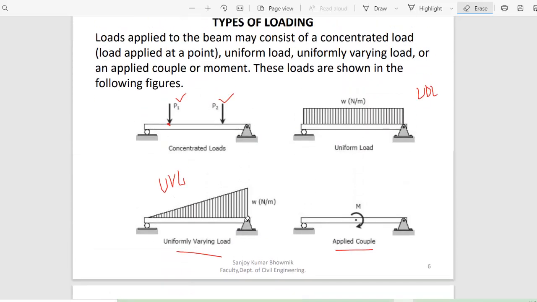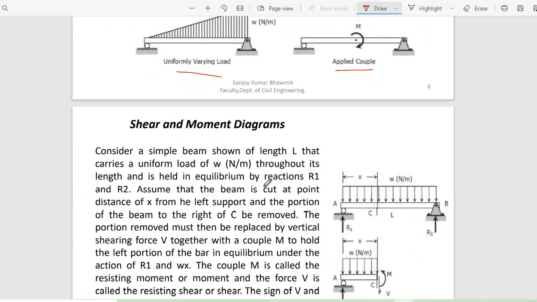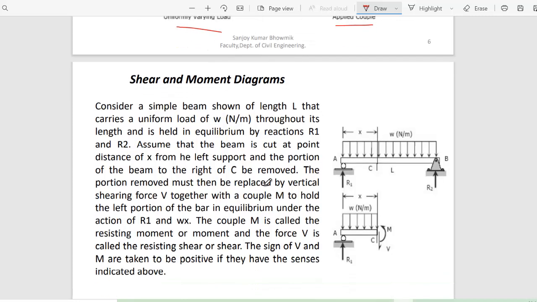Sir, what is UDL, sir? Uniformly distributed load. And UVL is uniformly varying load. That's clear? So you now know the types of supports and the number of reactions for each type of support, and you know the loading conditions. So now we are good to go for the shear force and bending moment diagram.